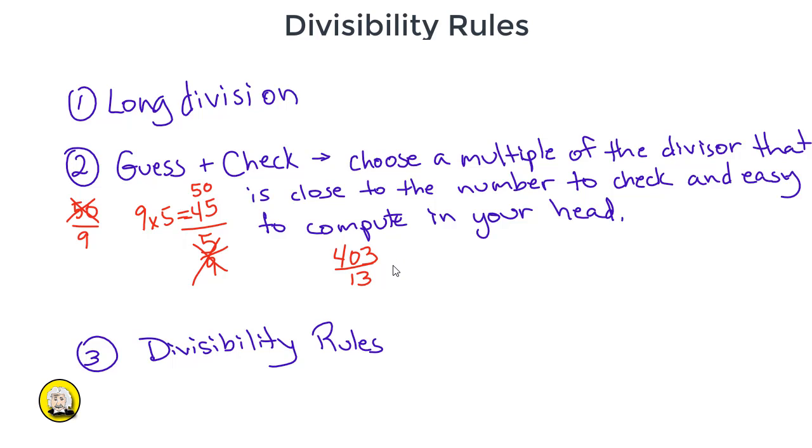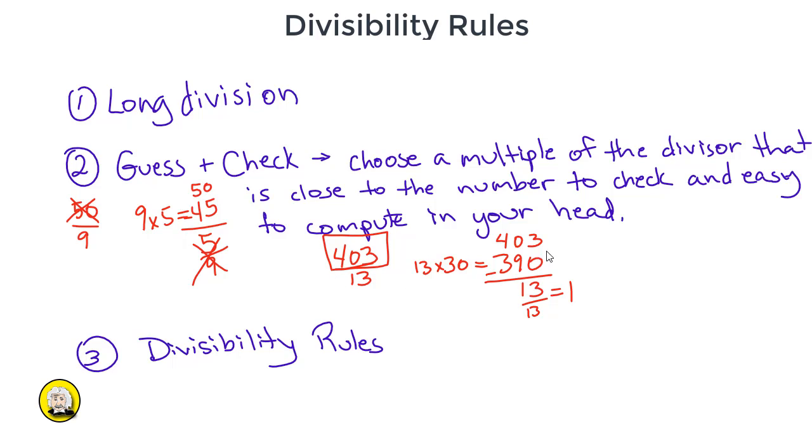So 403 divided by 13. Is 13 divisible into 403? Well, I could look at that and say 13 times 30, a nice round multiple of 10, is 390, and I know that gets me close to 403. So again, I'm going to look at the difference, and I'm going to check if that difference is also a multiple of 13. In this case, that difference is 13, which is, of course, a multiple of 13, 1 times. So I know my original number, 403, is divisible by 13.